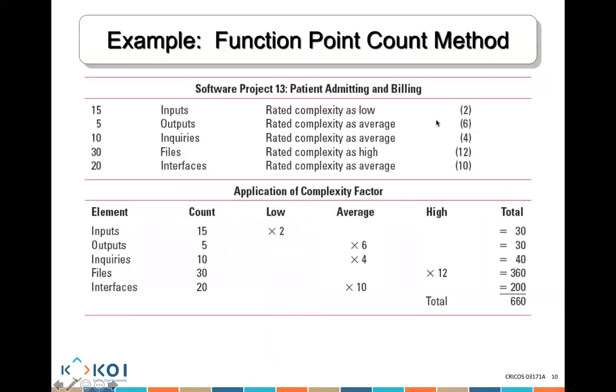Function point: I have this software. This software has 15 inputs, 5 outputs, 10 inquiries, 30 files, and 20 interfaces. How complex is each? Well, the 15 inputs are a 2, which is not very complex. The 5 outputs are a 6, average complexity. The inquiries are a 4, average complexity, and so on. So you multiply 15 times 2, 30. 5 times 6, 30. 10 times 4, 40. 30 times 12, 360.